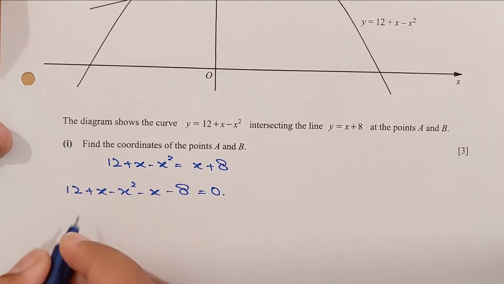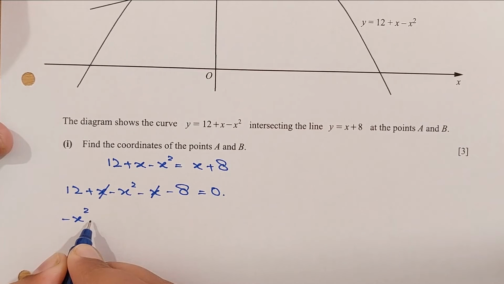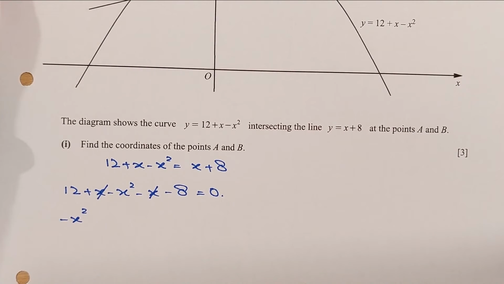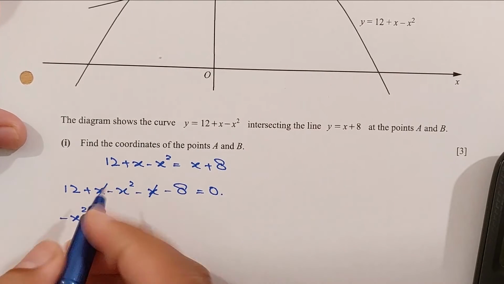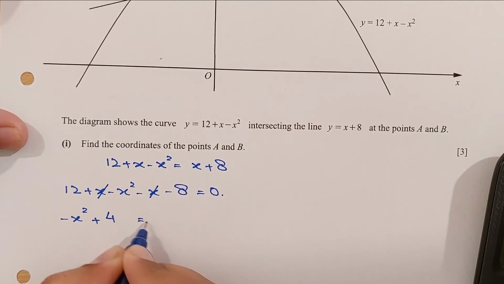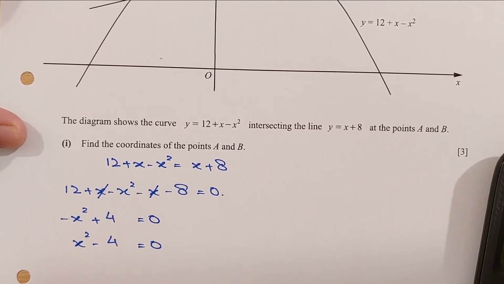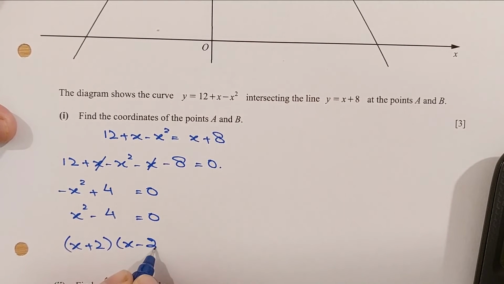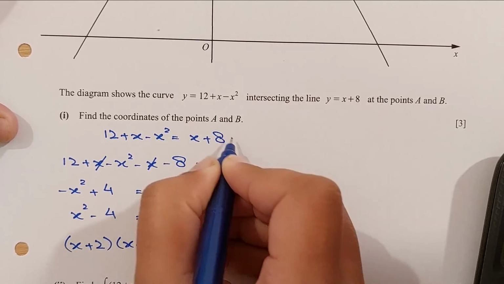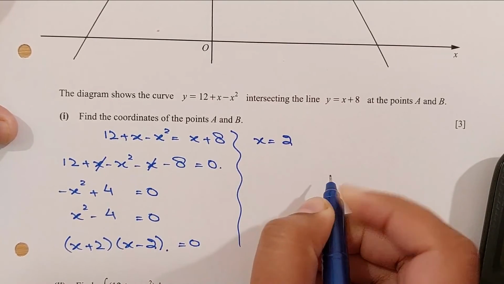Rearrange it. So minus x square, we have 12 minus 8, which equals 4, plus 4 equals 0, or we can say x square minus 4 equals 0. So we have to use a plus b and a minus b. So x plus 2 and x minus 2 are the factors, equal to 0. So from here we have two values of x: x equals 2 and x equals minus 2.